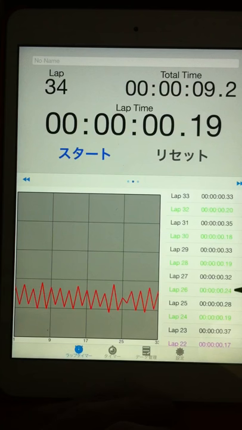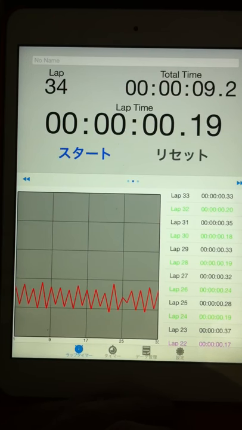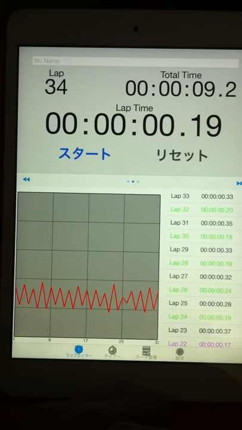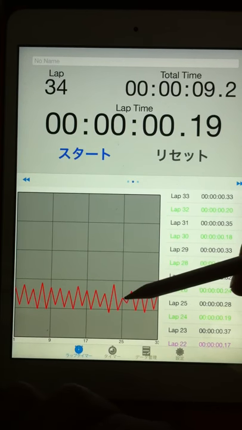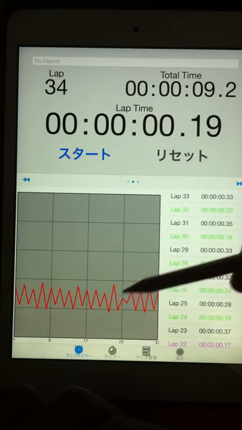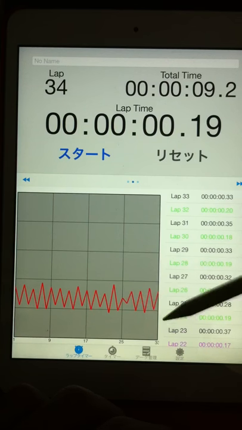4 means 0.04 second. 4 divided by 5, 4 equals 7% bounce. It's a modest bounce.